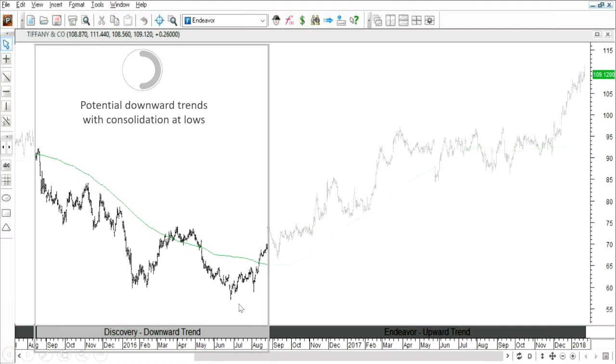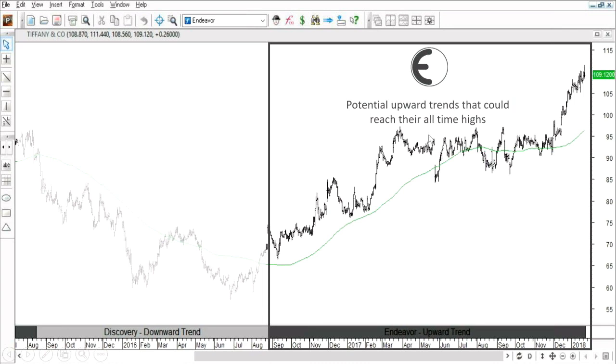We want our system to be able to tell us when the stock is ready to go into endeavor for the long-term trend. And that's what we're going to look at. Potential upward trends that could reach their all-time highs.